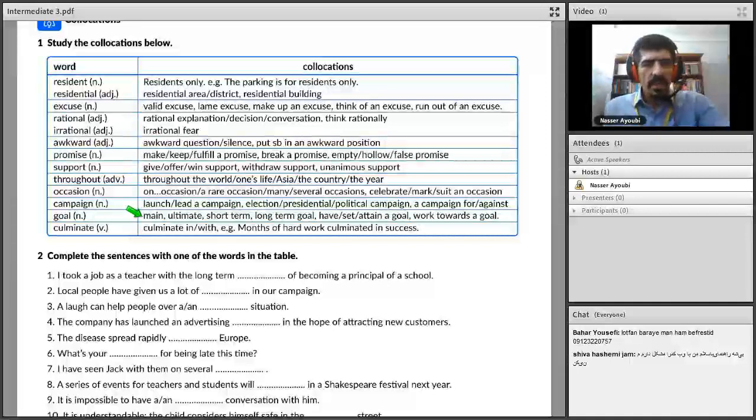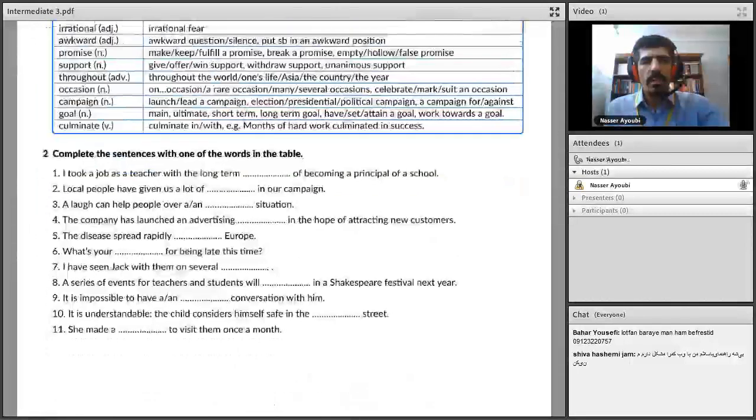And the last one is culminate. If you remember, we said culminate in or with something. For example, months of hard work culminated in success, or culminated with success. Okay, let's move on to part 2.